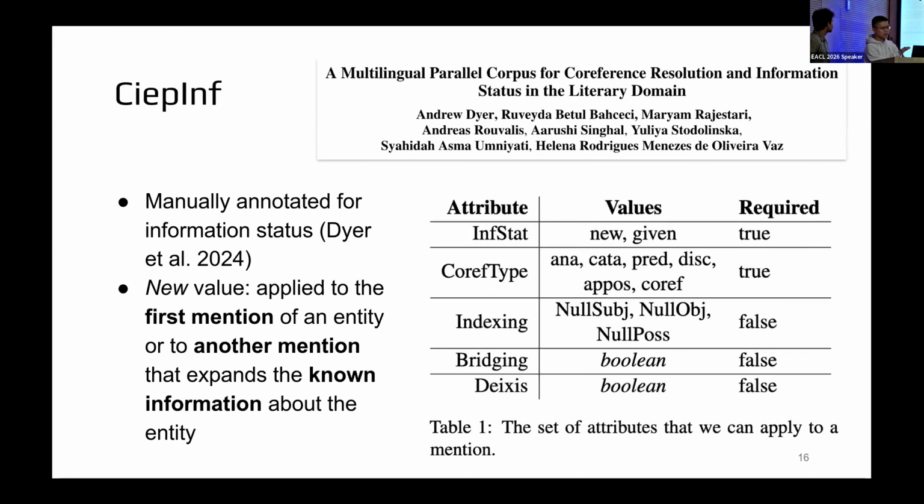This is the corpus we will use, from the paper on a multilingual parallel corpus for co-reference resolution and information status in the literary domain. It has manually annotated information status, and information status is annotated in a binary way: new item or given item.